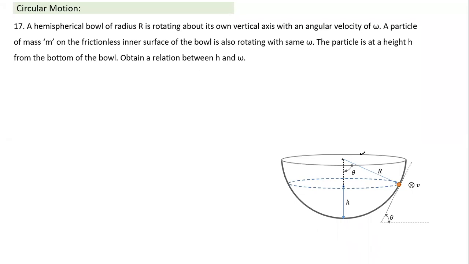If it is rotating with the ball, and the ball has angular velocity omega, that fixes the angular velocity of this object also. A particle of mass m on a frictionless surface also rotates with the same omega. The particle is at a height h from the bottom of the ball. Can we find a relationship between h and omega? If we change omega, the equilibrium position of this object will keep changing. So these two quantities are related.